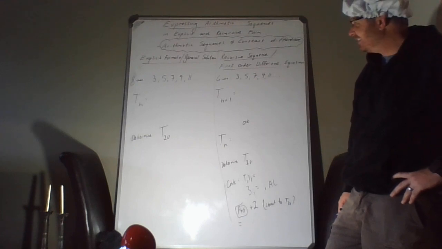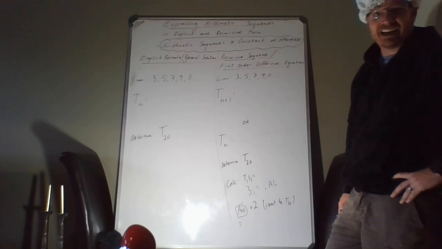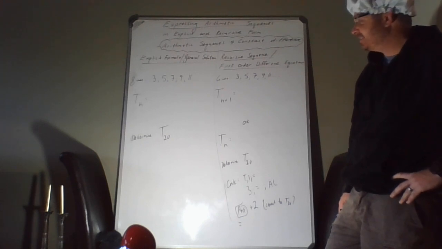Right, so, okay. We're going to look at the same sequence. 3, 5, 7, 9, 11. And we're going to look at it explicitly and recursively.